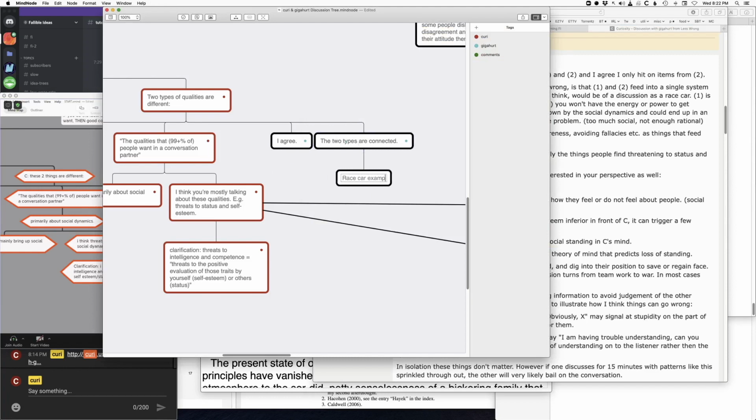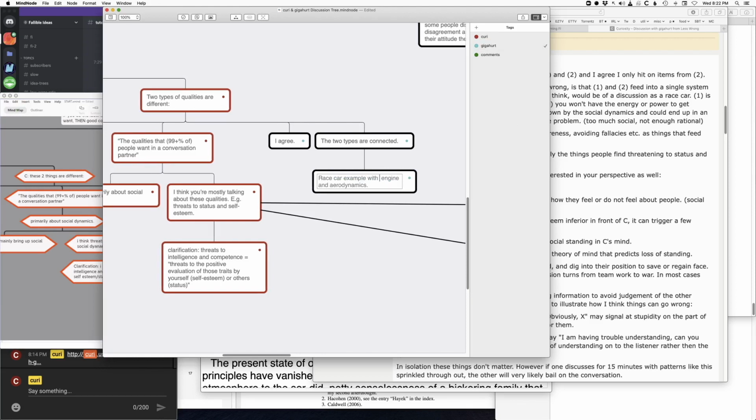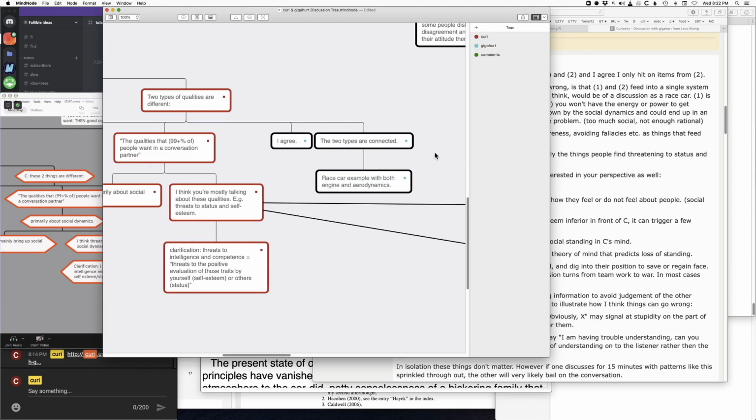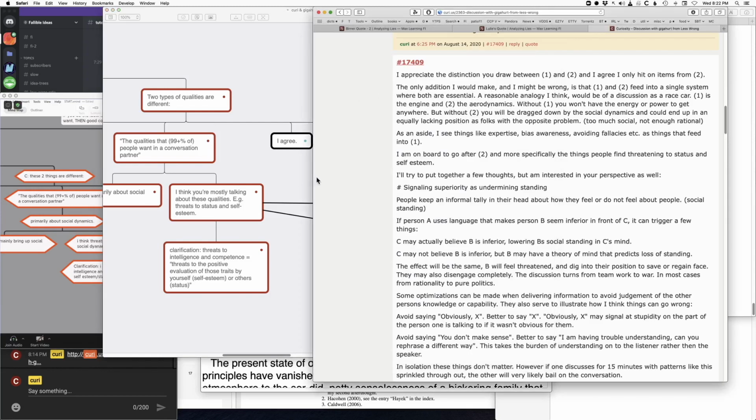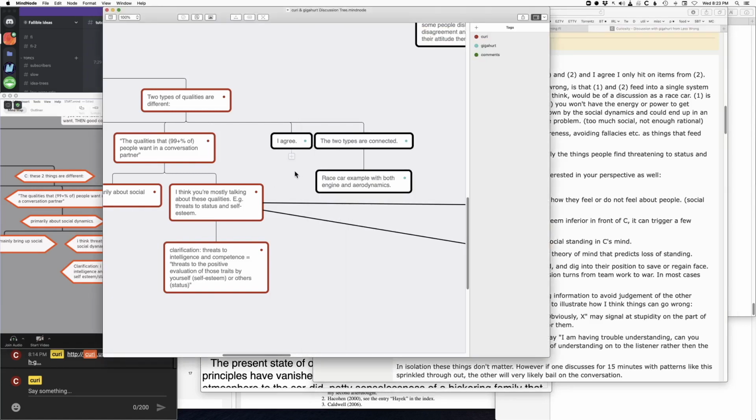Race car example. Alright. Dynamic, with both engine and aerodynamic. Okay, that's good enough. I don't need to go into detail on this because I'm not going to argue with it. If I wanted to debate his race car analogy, then I would get really specific and make several nodes and explain how it worked, so that we would have more information about it. Then I could pick which node I wanted to debate. But because I'm just going to agree with it, I'm not going to go into the details of it.